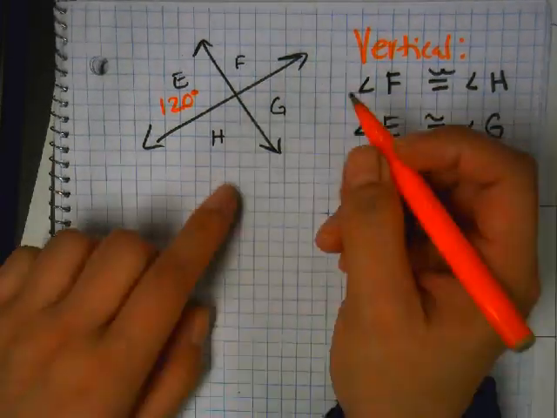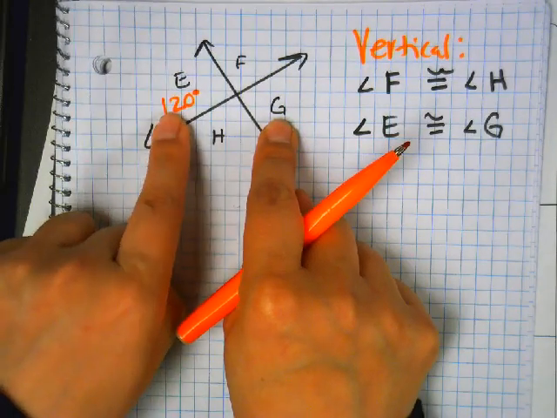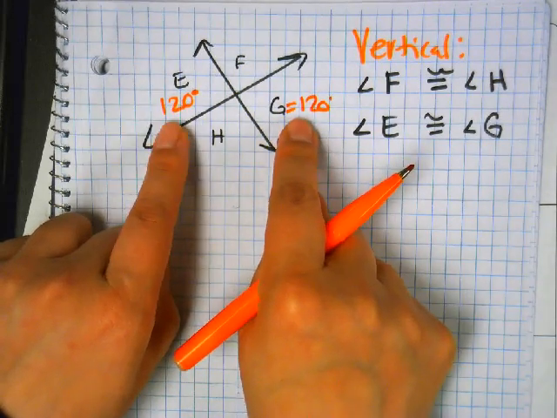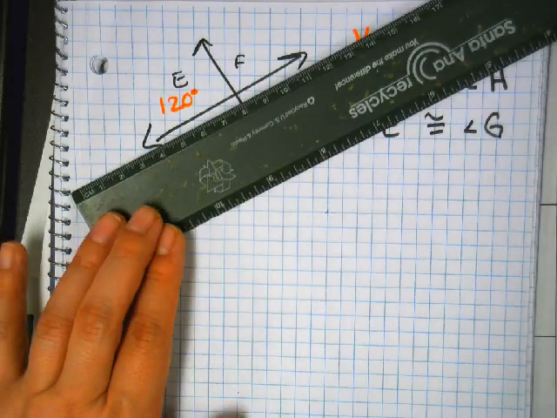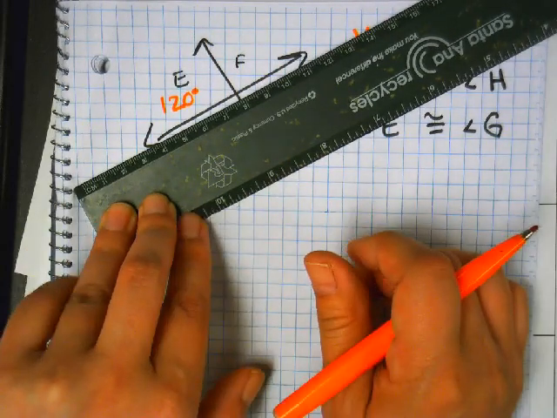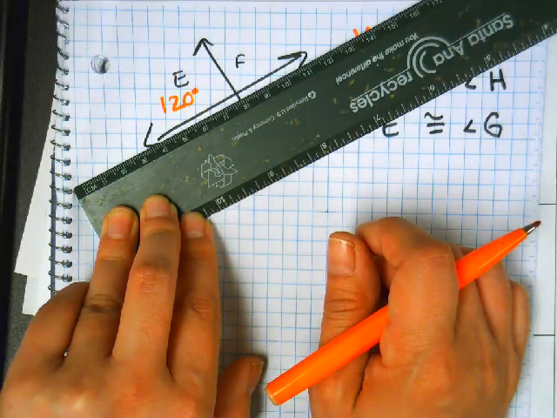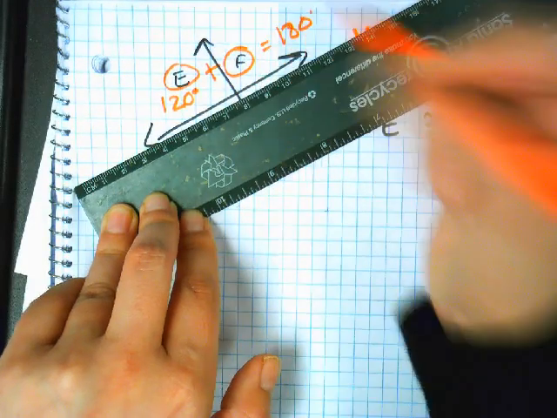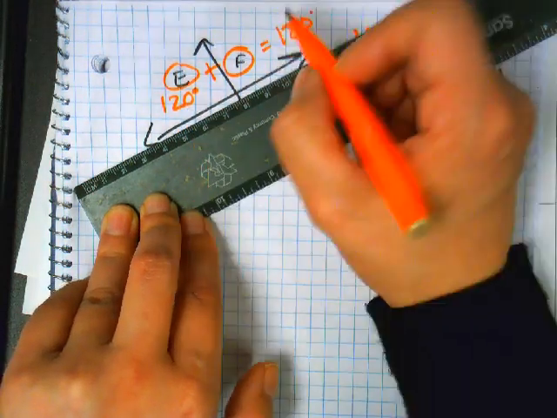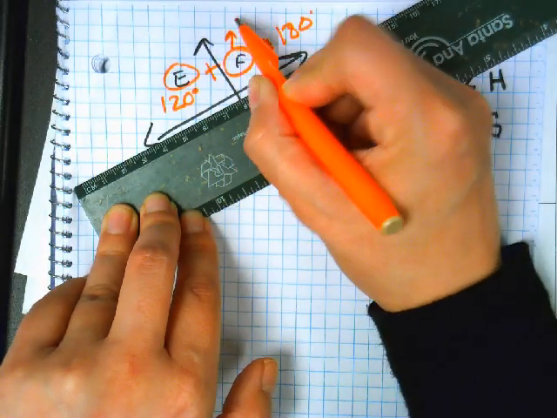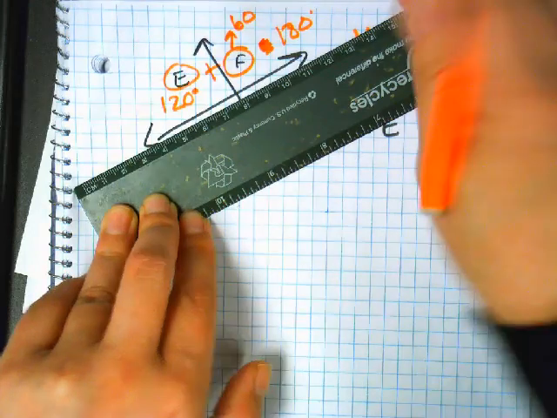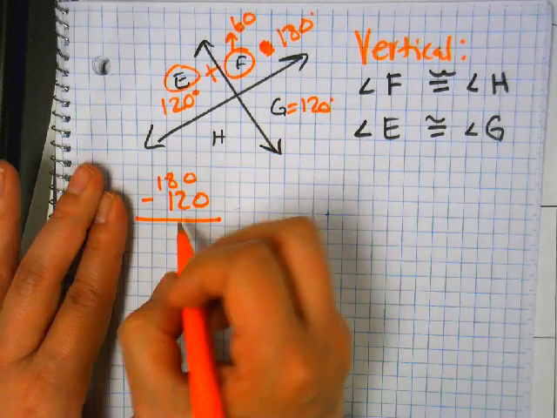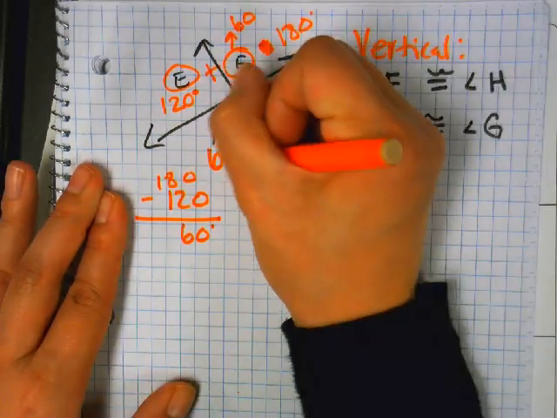So the easiest one is the vertical angles. If this is 120, then you know that this is 120, because they have to be equal to each other. Now the other ones are supplementary. What does supplementary mean? 180. That means this plus this has to equal 180. I have 120, so I do 180 minus 120, which gives you 60. So F is equal to 60, and that means H is 60 degrees.